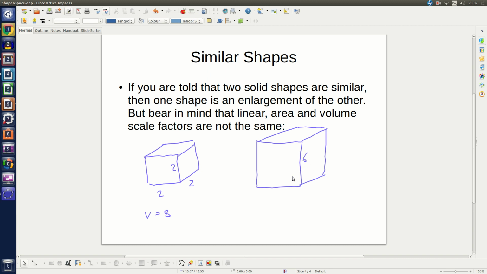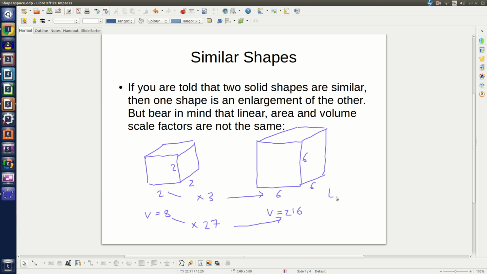This cube will have a volume of 6 times 6 times 6, which is 216. Now notice here, we've trebled the lines. But what's happened to the volume? The volume has been multiplied by 27. And you can check that on a calculator if you like. And that is because of this.